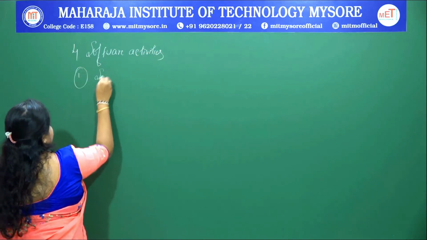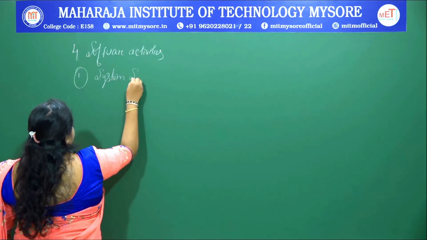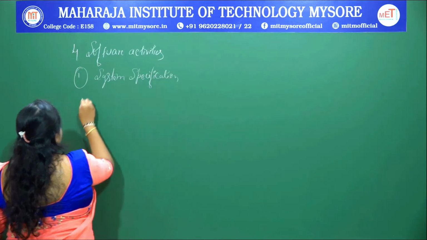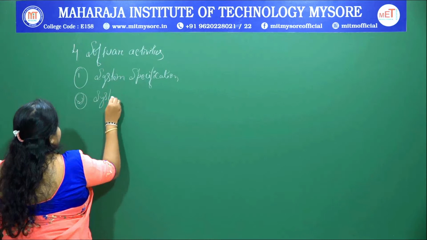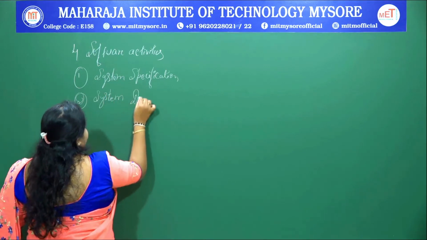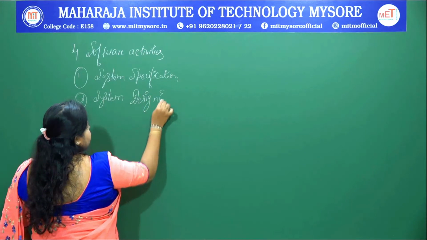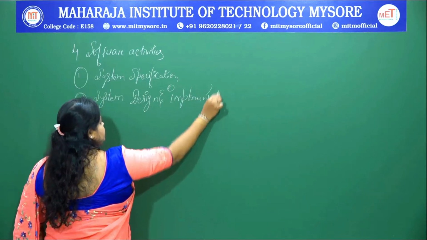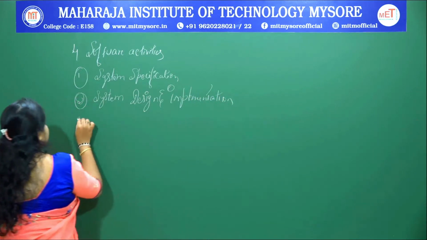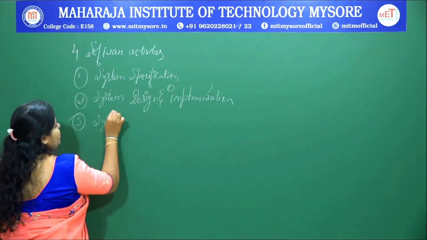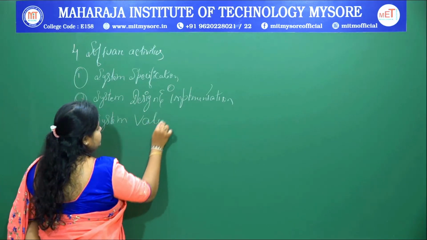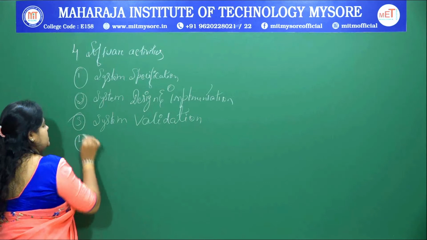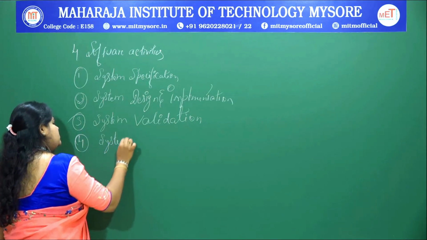First one is system specification. Second one is system design and implementation. The third one is system validation. And the fourth one is system evolution.